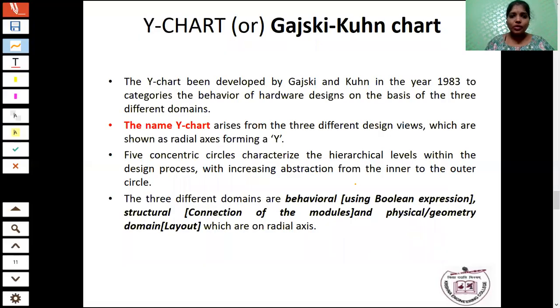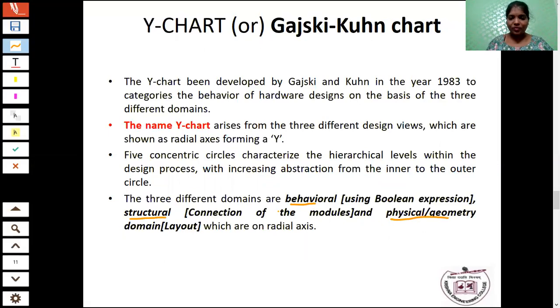Okay. So next one is the Y chart. It is also called the Gajski-Kuhn chart. Okay. So already I told you we are going to represent a design in three domains, that is behavioral domain, structural domain and physical domain. Already I told you the meaning of behavioral domain. The behavioral domain is nothing but it specifies your end product specification. Okay, what exactly is your end product? What is the function of your end product? That is the behavior. The structural domain represents what components you are using and their connections.